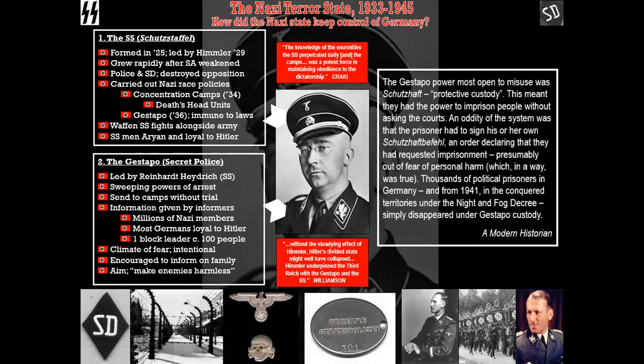So the Gestapo, the secret state police, are led by Reinhard Heydrich of the SS. They have sweeping powers of arrest, they can detain without trial, all this new, not new rather. Information was given by informers.